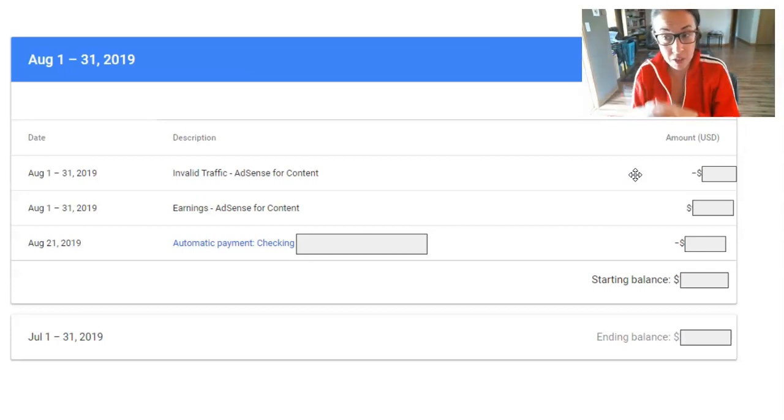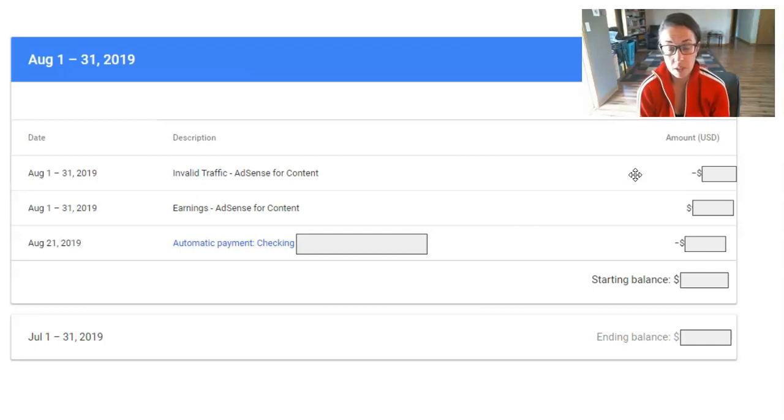They say, we're really not going to tell you what it is that we're looking for or why we're looking for it, because people will try to circumvent it, and people will try to get around it so that they can make money off fraudulent traffic. So we're not going to tell you what it is we're doing or why it is we're doing it, and too bad. So the sum of it is, if you see the invalid traffic deduction, and I would say as long as it's a small amount of your earnings, that you just don't worry about it.